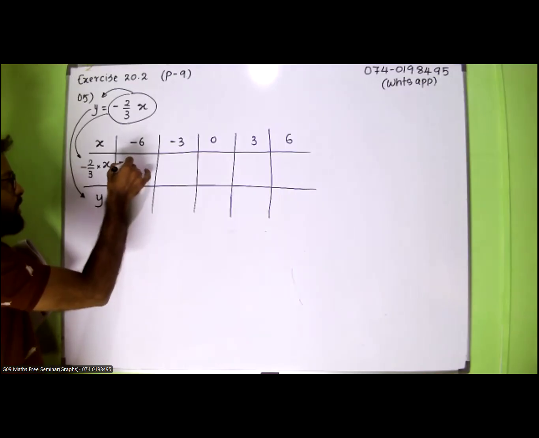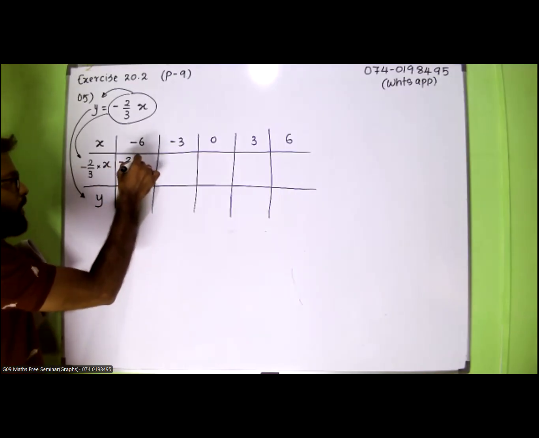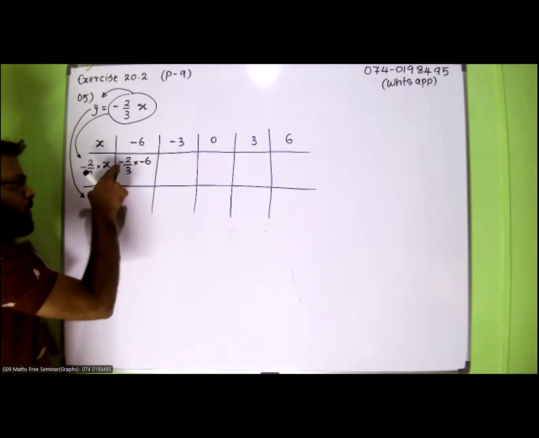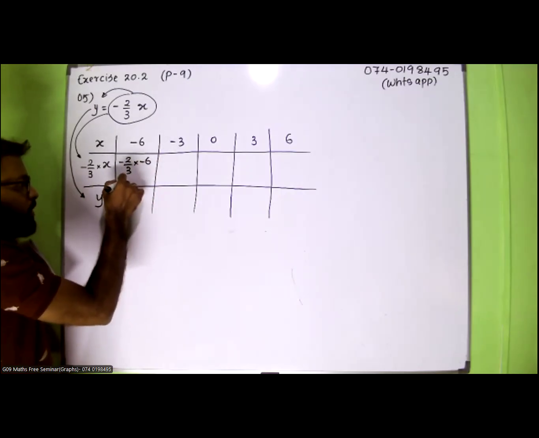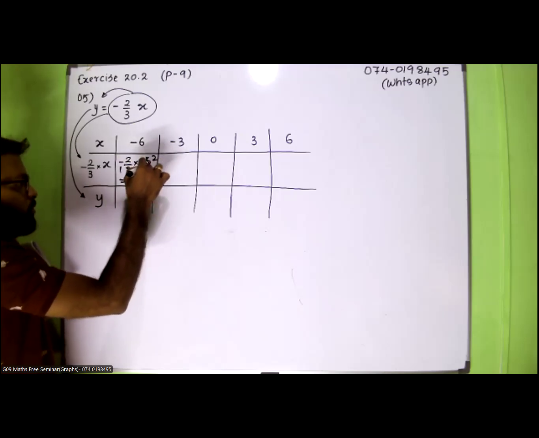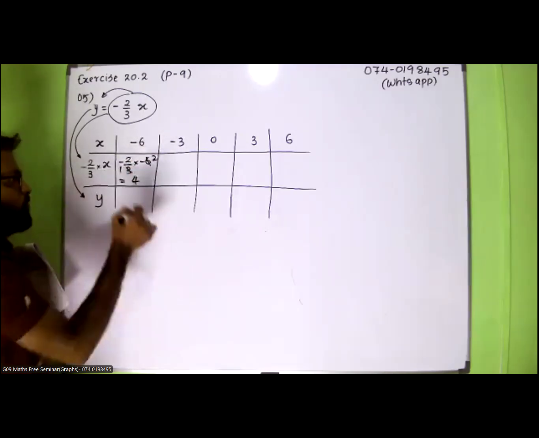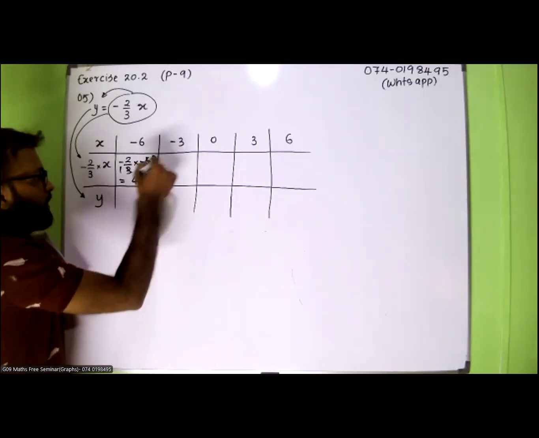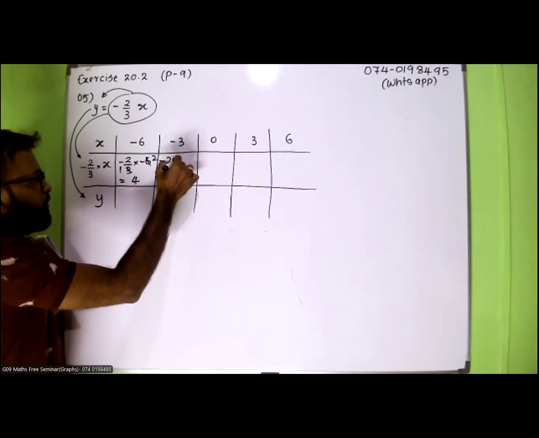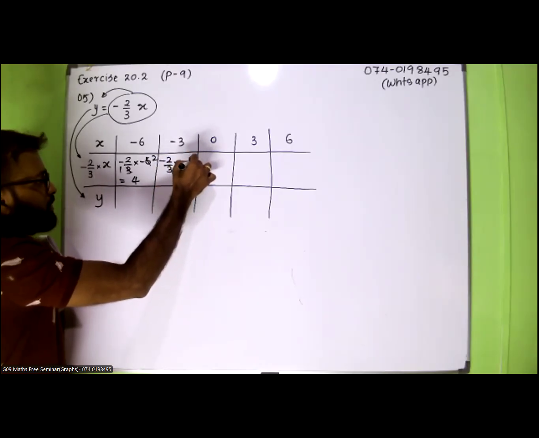If you want, you can do it like this. Minus 2 upon 3 multiplied by, instead of x, substituting minus 6. Minus into minus is positive. 3 times 1, 3 times 2, 2 times 2, 4. Positive 4. Then here, minus 2 upon 3 multiplied by minus 3.